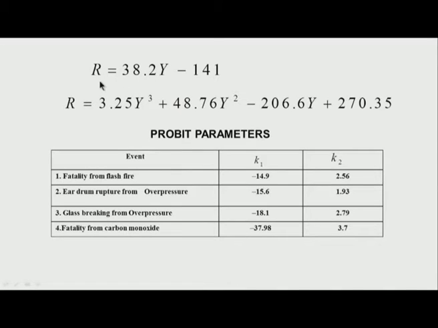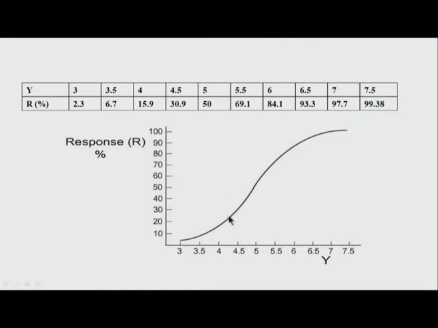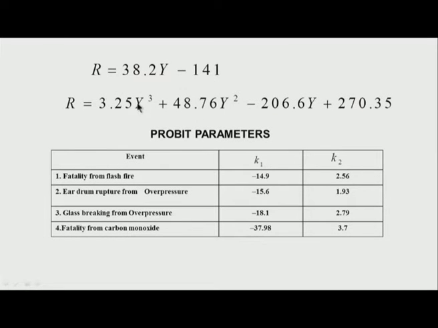People use the linear relation of the response as a function, that means the cumulative distribution as a function of the probit y, as 38.2 y. This is just a curve fit of the previous figure which I have over here in this particular range. For values between, let us say, 5% response to almost 90% response, I get a curve over here, and this curve is fitted by a cubic equation for probit as R is equal to 3.25 y cube plus 48.76 y square minus 206.6 y plus 270.35.